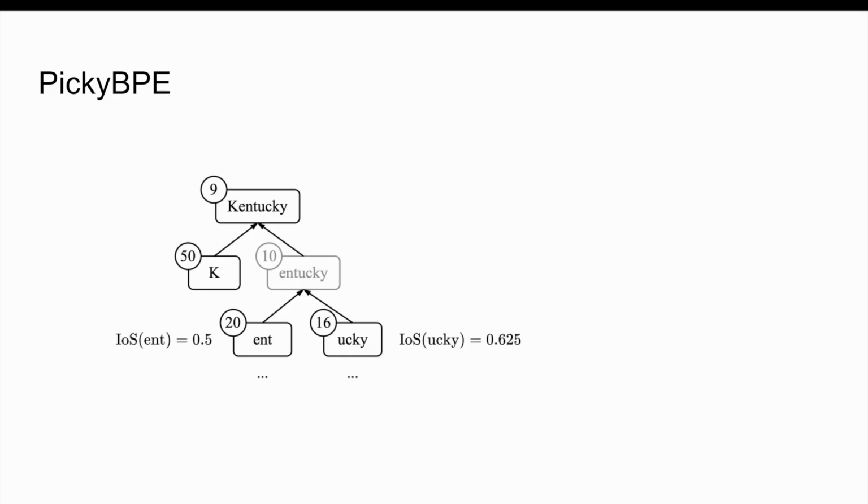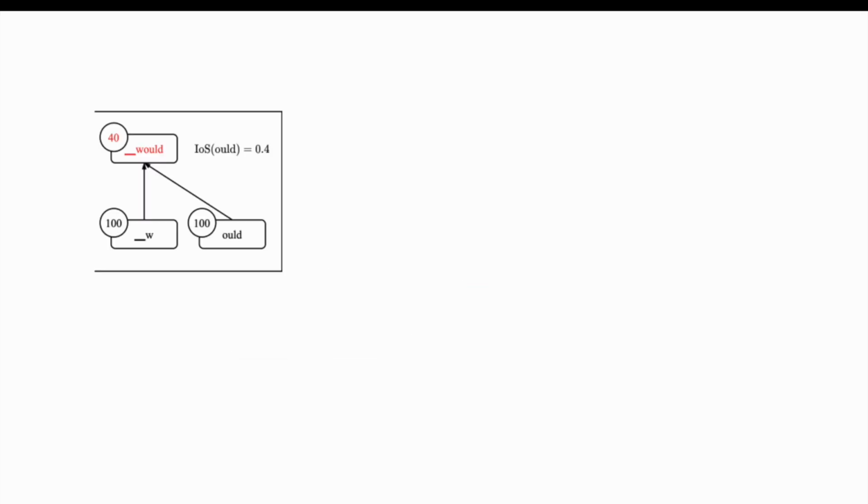And so if we look at these other tokens, ent and ucky, that make it up, they're occurring in other contexts, like ent might be in entropy and ucky might be in lucky. So these are occurring in other contexts, and therefore their intersection over self doesn't meet our threshold. But we basically identify this threshold at which we want to get rid of these intermediate tokens in the vocabulary. I want to walk through just another example to build up the intuition about this.